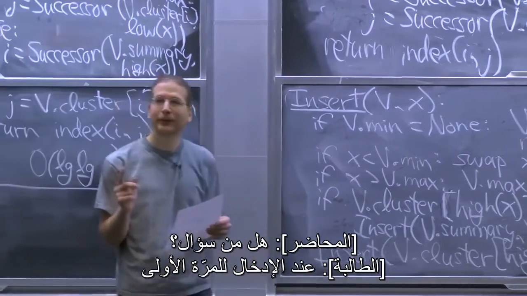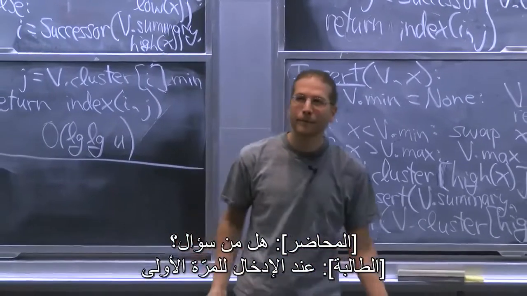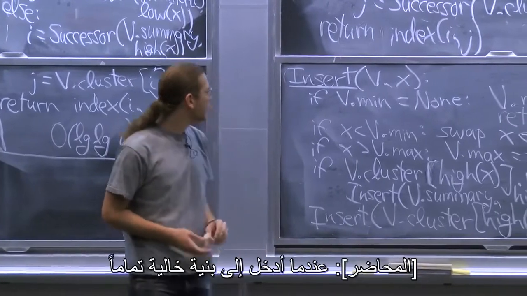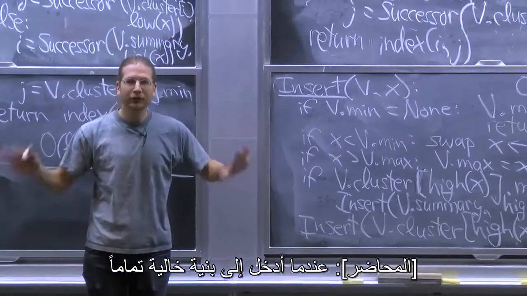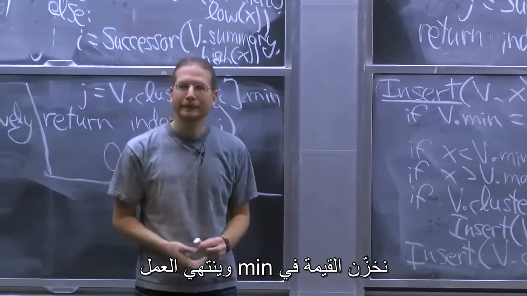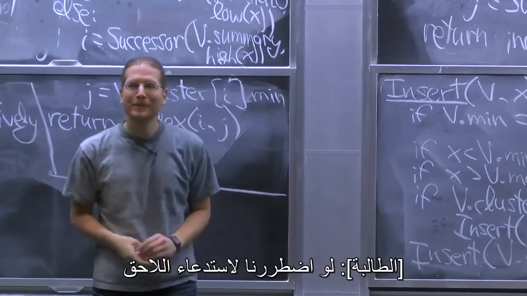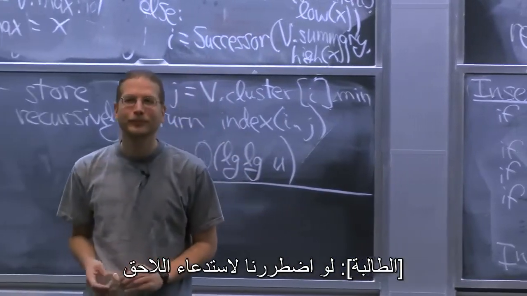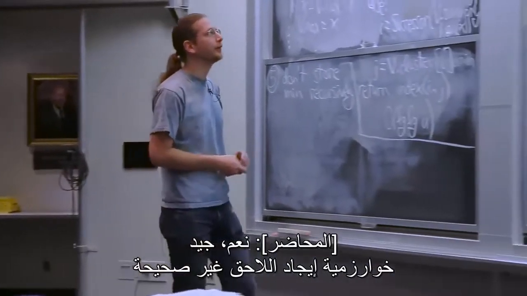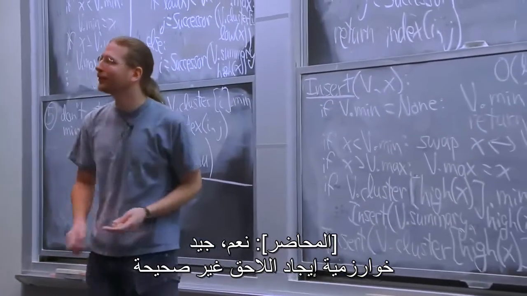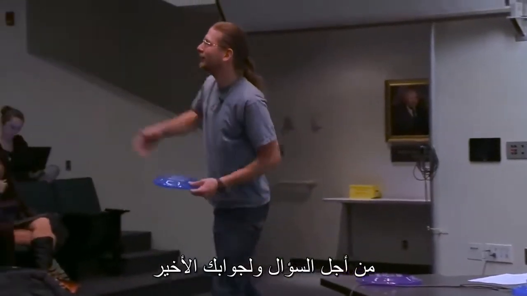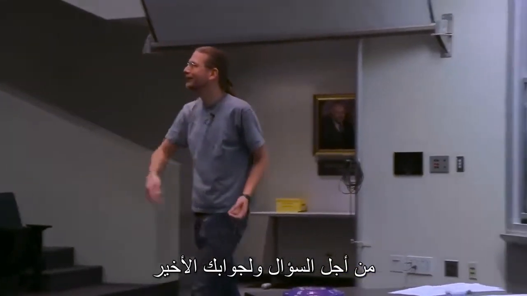Question? When we insert the first time, we don't update v.summary? When I insert into a completely empty structure, we don't update summary at all. That's right. We just store it in the min, and we're done. But then, if you were to call the successor and you... Good. Yeah, the successor algorithm is currently incorrect. Thank you. So please give a round of applause for that question and the last answer.